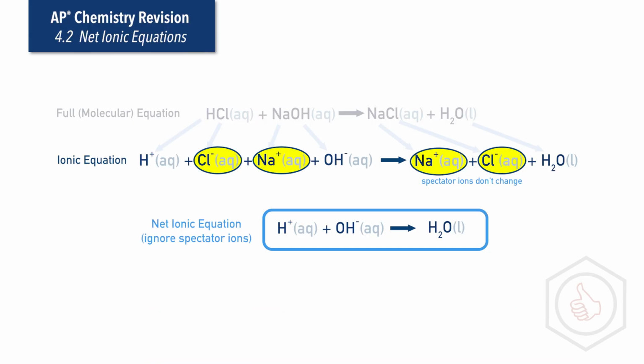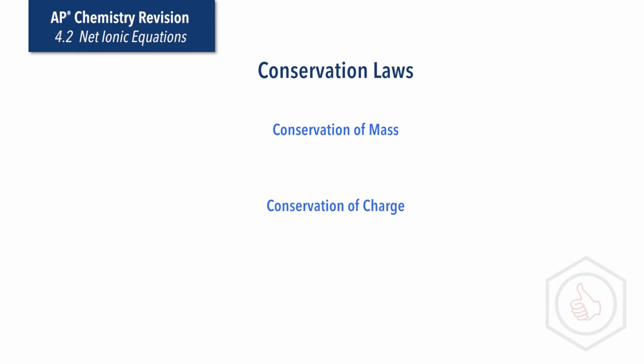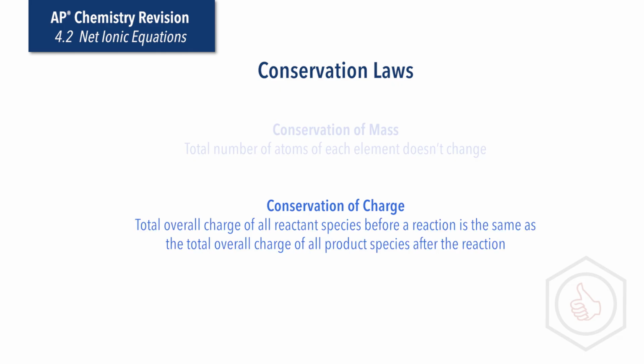Don't skip steps. When writing balanced equations in chemistry, we always follow two conservation laws: conservation of mass and conservation of charge. Conservation of mass means the total number of atoms of each element is constant and doesn't change, and the conservation of charge means the total charge of all species before the reaction is the same as after the reaction.